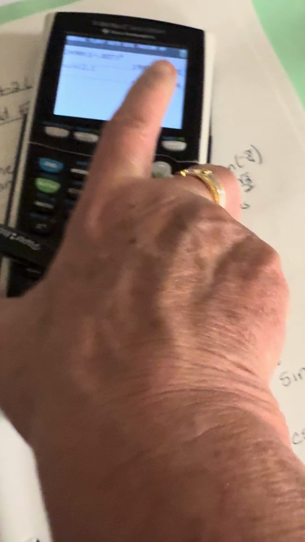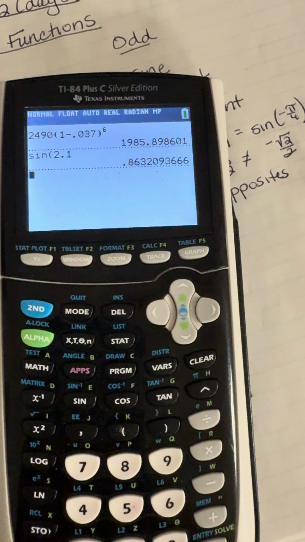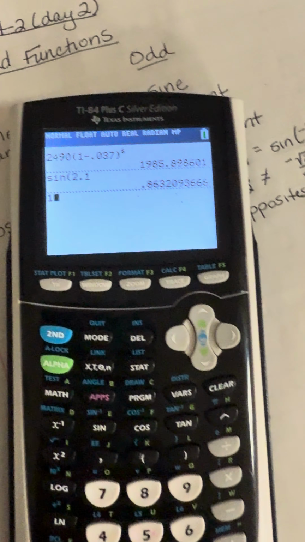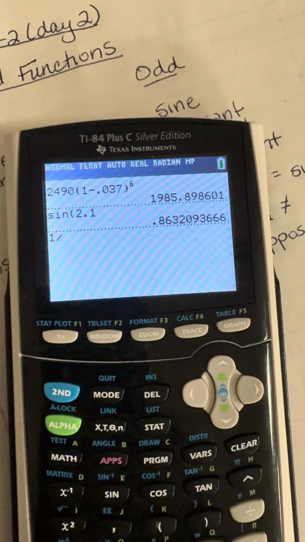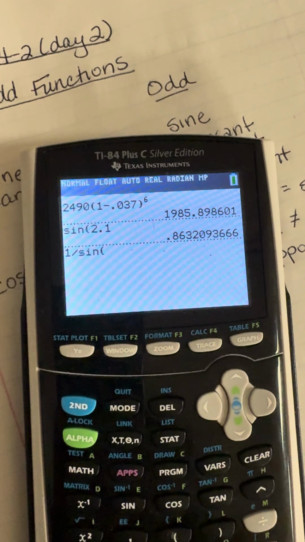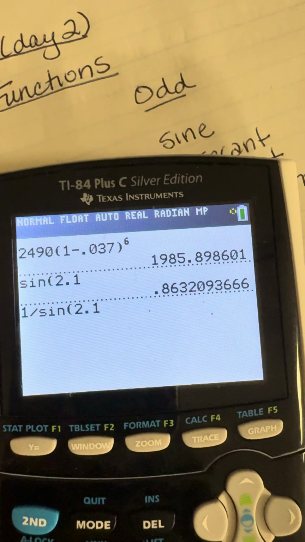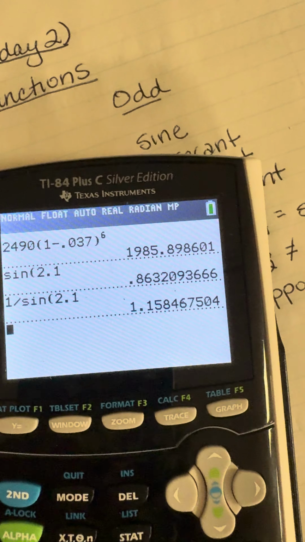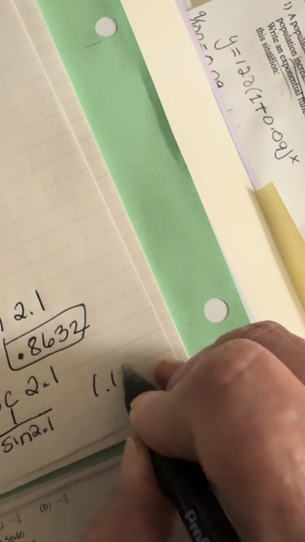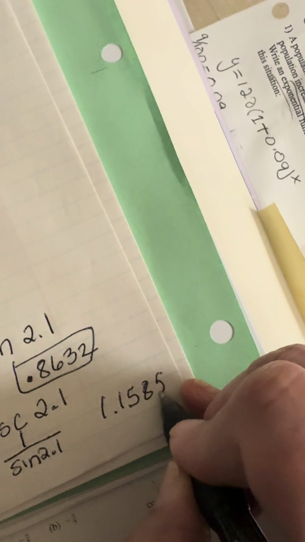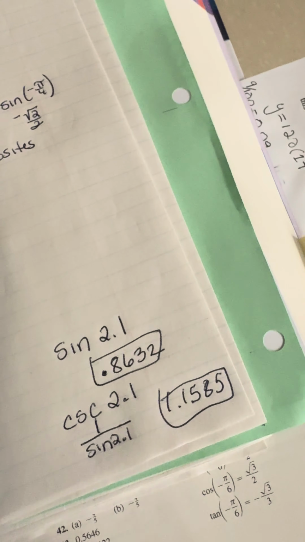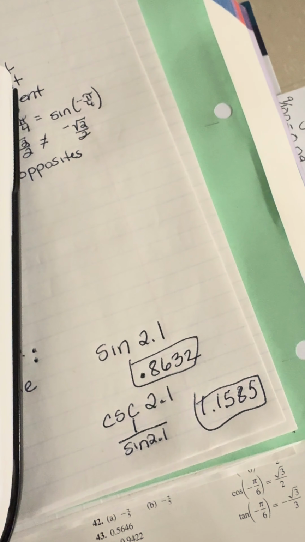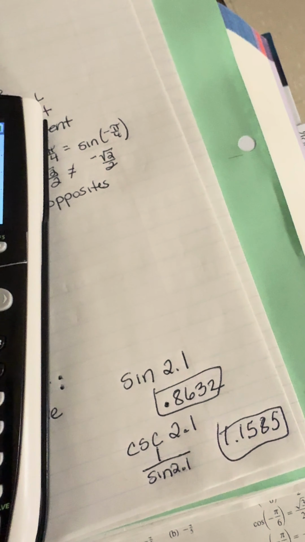So when we put that in the calculator, we're going to do 1 divided by, and then the sine of 2.1, and then enter. And we get 1.1585. So try the problems that are listed in Google Classroom. Do the best you can. We will grade that as well as the previous day, Monday's homework.